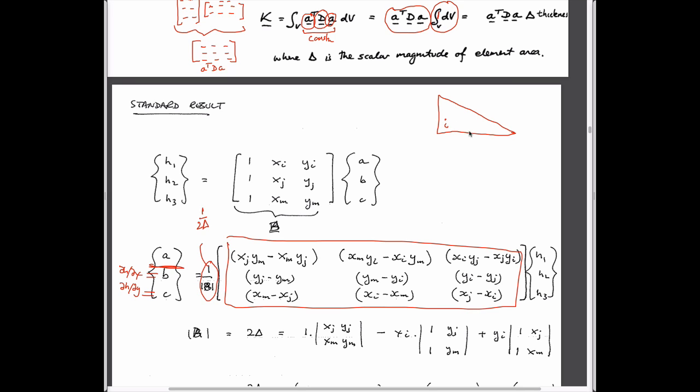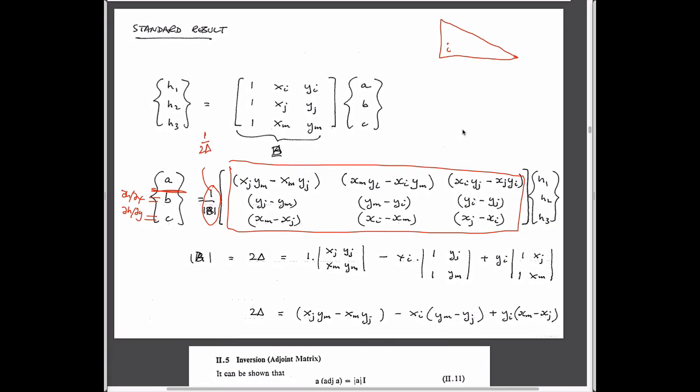Was it IJM in that order? Yes. So this is J, and this is M. This is 0, 0, X equals 0. So this is XY of node I. This is 2, 0. And this is 0, 1. And so this is the relationship that we want to be able to define right here.